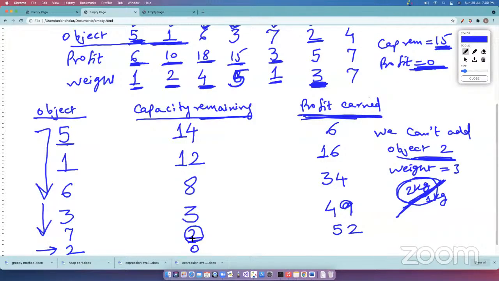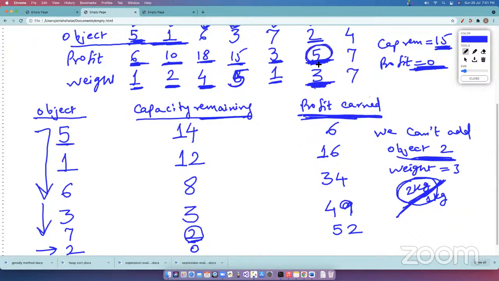Okay. But what is the profit you will get? Very simple ratio. No, don't say the profit you will get is 3. No, you won't get profit of 3 because you will get that profit if you add the complete object. Oh, I did some mistake here. Sorry. You will get profit of 5 if you add the complete object. But you have not added the complete object. You have added only part of that object. Correct?